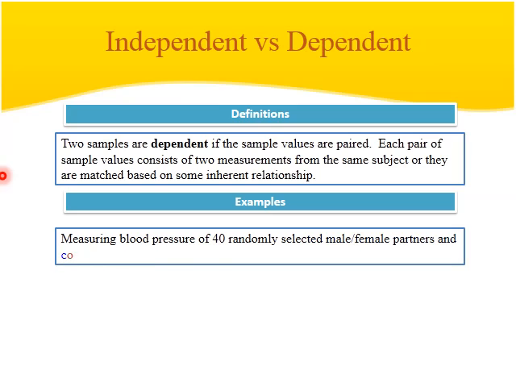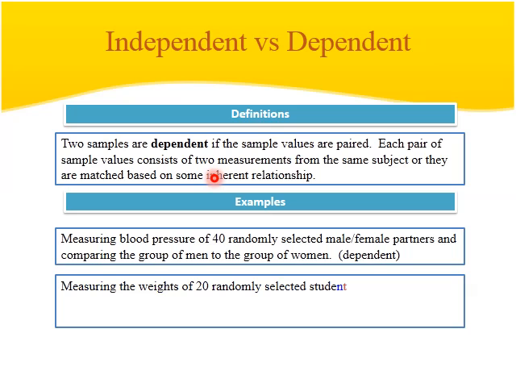Suppose we measured the blood pressure of 40 randomly selected male-female partners and compared the group of men to the group of women. Now this is a dependent sample because we would take one set of partners and we'd have their blood pressure that would be, in a sense, grouped together. So these data are matched based on that inherent relationship of the male-female partnership.